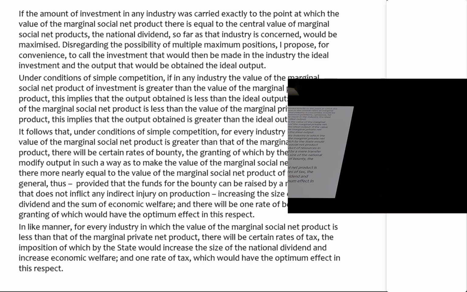If the amount of investment in any industry was carried exactly to the point at which the value of the marginal net and social net product there is equal to the central value of the marginal social net products, the national dividend, so far as that industry is concerned, would be maximized. Disregarding the possibility of multiple maximum positions, I propose for convenience to call the investment that would then be made in the industry the ideal investment, and the output that would be obtained the ideal output. Under conditions of simple competition, if any industry, the value of the marginal net, and so on and so forth. This is the original definition of the Pigou tax.